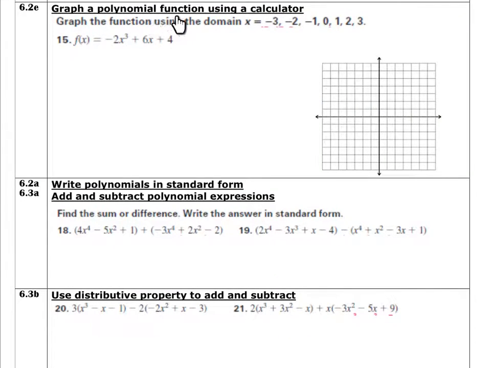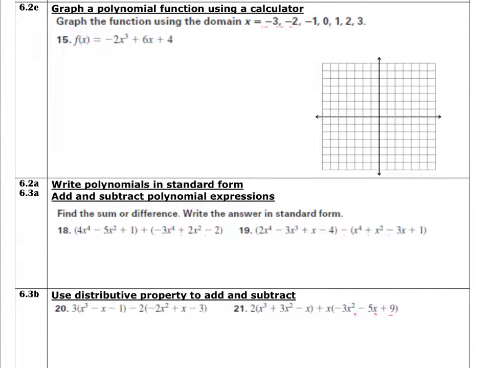6.2e wants us to graph a polynomial function, and they want us to use the calculator. Let's actually graph this and show a table of values first, and then we'll put it in the calculator to confirm if we're right. So here it says graph using the domain. That just means the x values of these.